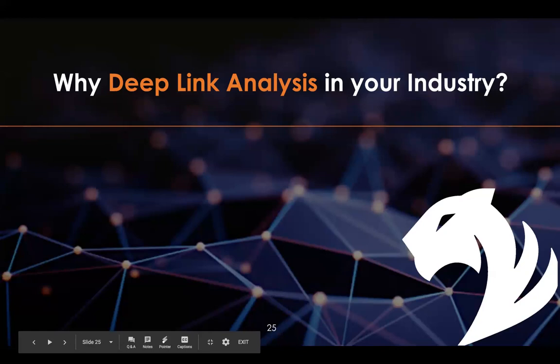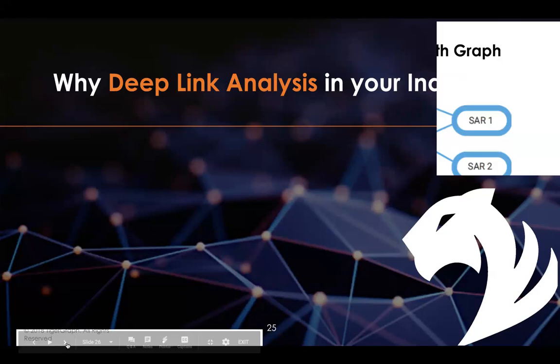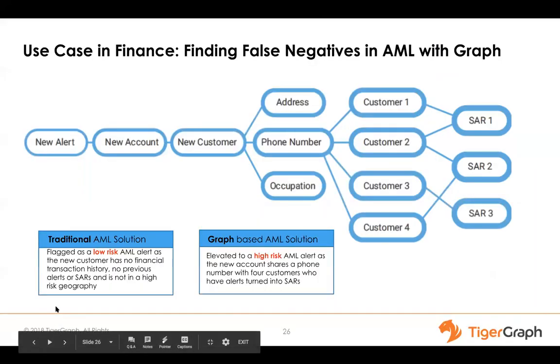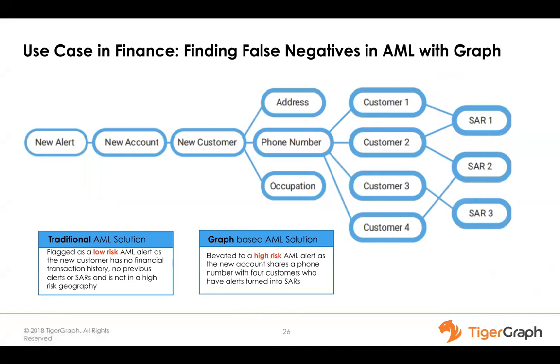All right, why deep link analysis in your industry? We already talked about previous healthcare use cases, and I want to mention a finance use case, which is finding the false negatives in AML, which is anti-money laundering.